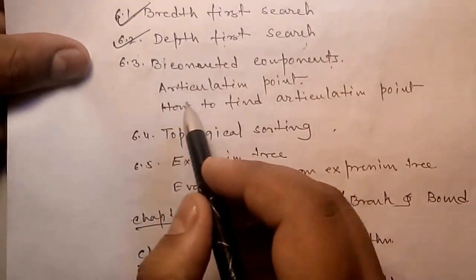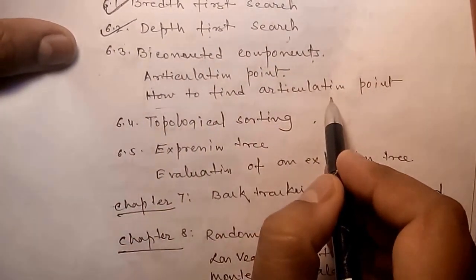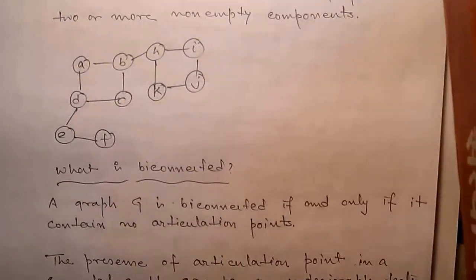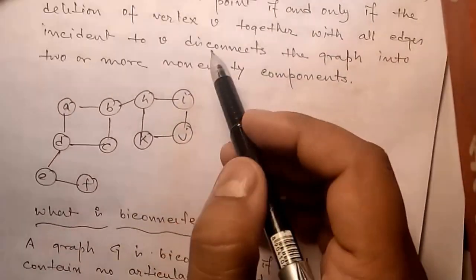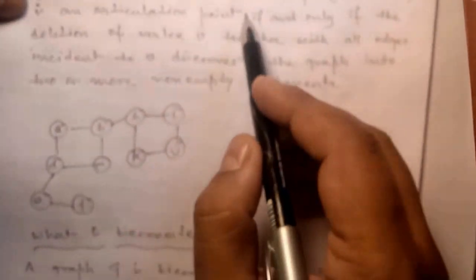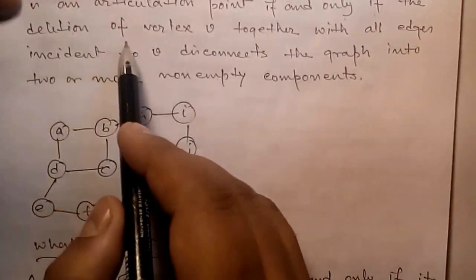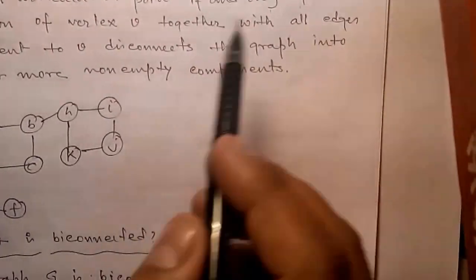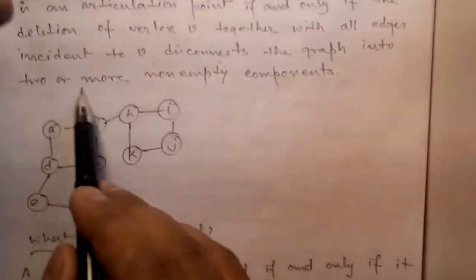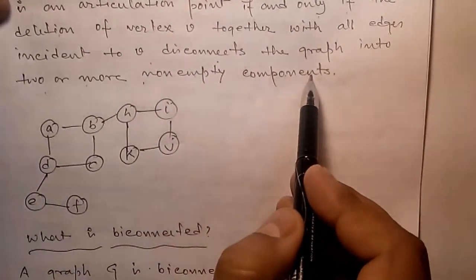This video is about biconnected components, articulation points, and how to find articulation points. Now, what is an articulation point? A vertex V in a connected graph, so the graph is undirected, is an articulation point if and only if the deletion of vertex V together with all edges incident to V disconnects the graph into two or more non-empty components.